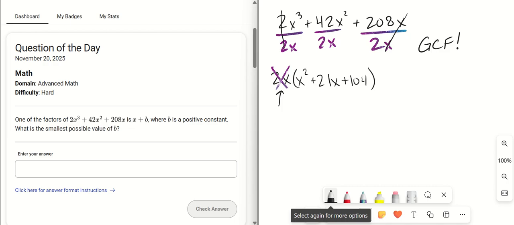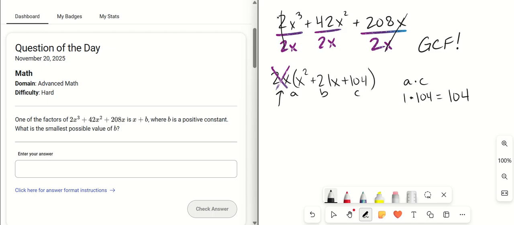All right? And when we go to factor a trinomial, we're going to use the A times C method. All right? A is going to be the coefficient in front of the x squared. B is the coefficient in front of the x. And C is our constant. So in this problem, the coefficient in front of the x squared is 1. And C, our constant, is 104. And 1 times 104 is 104.